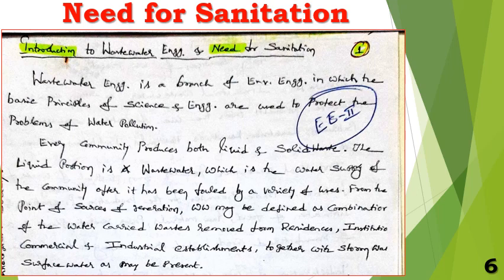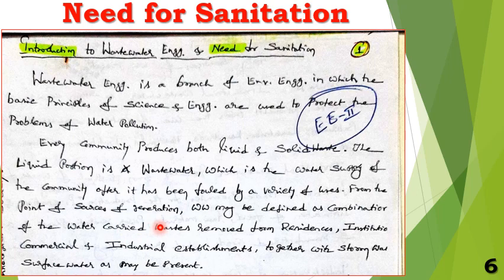Observe here. Before that, I will tell you, every community will produce both liquid and solid waste. Everybody knows this. The liquid portion is the wastewater, which is the water supply of the community after it has been fouled by a variety of users. Fouled means bad smell. The water you are supplying to a community or society will come out as wastewater after its usage.